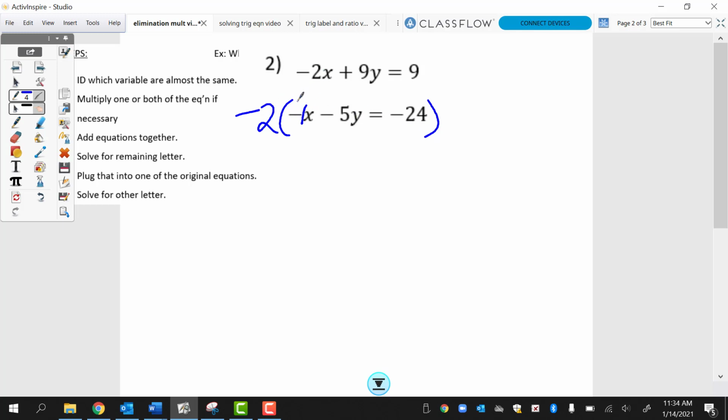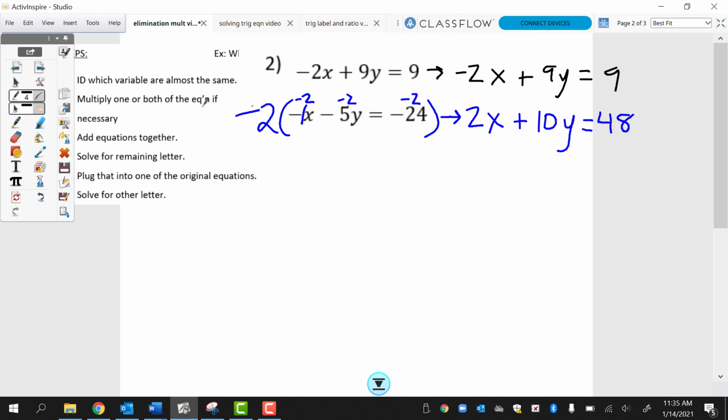Now we're distributing that negative 2, so everything in there times negative 2. Let's see what this turns into. Negative 2 times negative 1 is positive 2x. Negative 2 times negative 5, positive 10y. Negative 2 times negative 24 is positive 48. The other equation we don't need to change. We're just going to write it over there: 2x plus 9y equals 9.